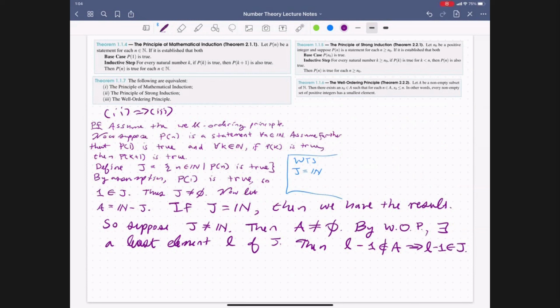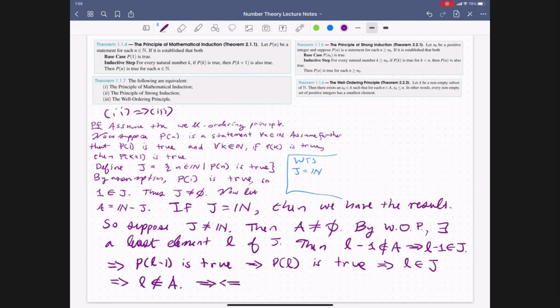But then that means that if L minus 1 is in J, P of L minus 1 is true. But then the assumption that we have is that if P of k is true, then P of k plus 1 is true. So this then implies that P of L is true, which then implies that L is also in J, but then this implies that L is not in A. But that is a contradiction. And that is what concludes the proof in this case.